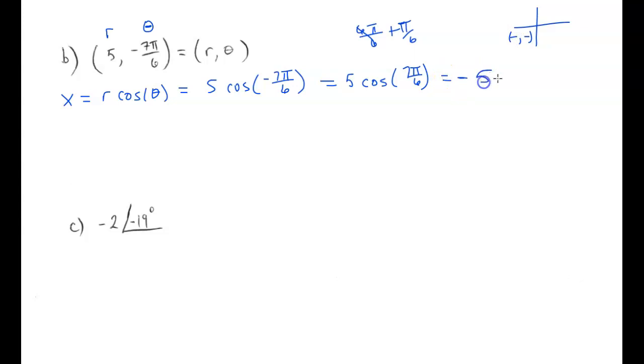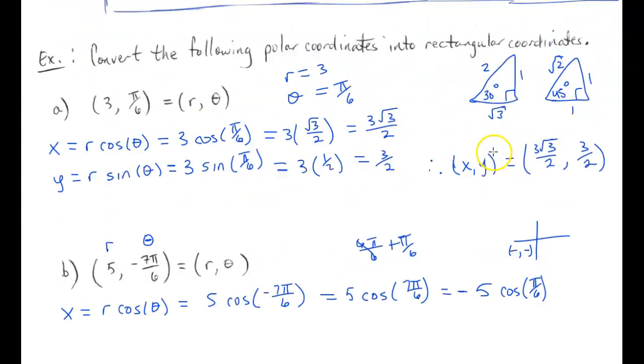So we could express this as a negative 5 cosine of positive pi over 6. And so now from here, we can go back to triangles here. We know that cosine of pi over 6 or cosine of 30 degrees is just square root of 3 over 2. And so that will end with us basically having negative 5 times square root of 3 over 2 as our x coordinate. We do the same sort of thing for our y coordinate here.